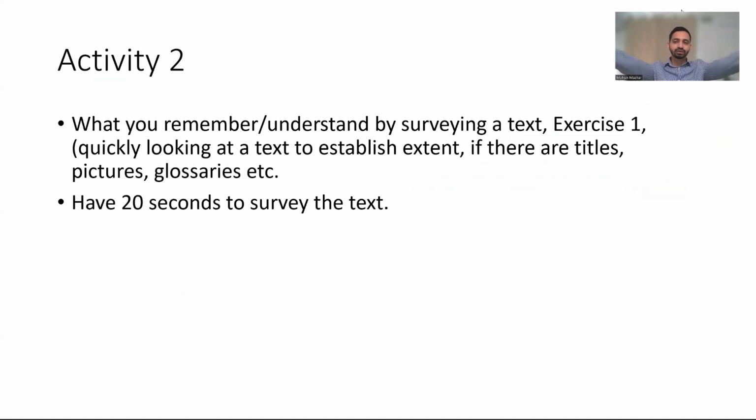So what do we do when we are surveying a text? We actually just quickly look at the text. We look at the extent of the text. We look at if there are any titles, if there are any pictures, if there are glossaries, and so on. What is the information that is there? So that's the purpose of the surveying activity, right? So let's do this activity.